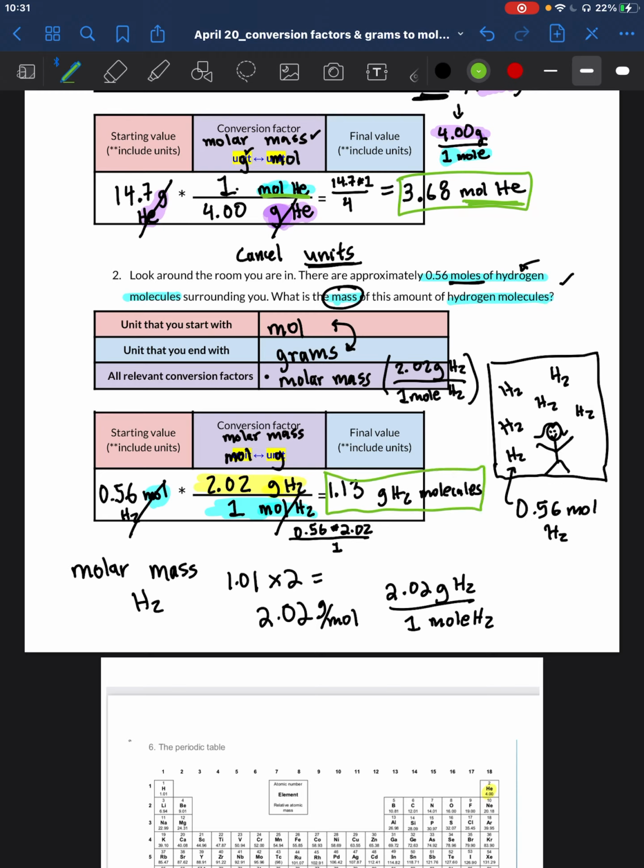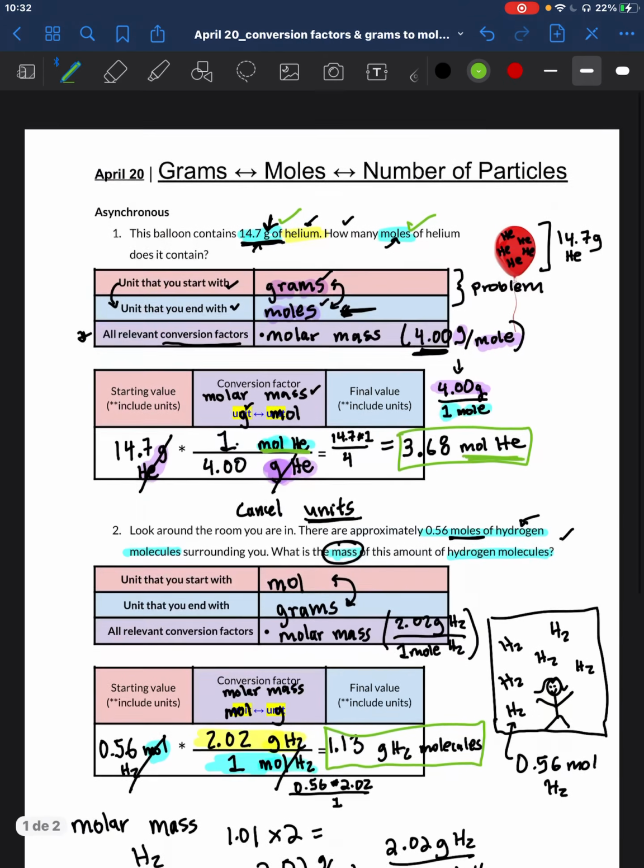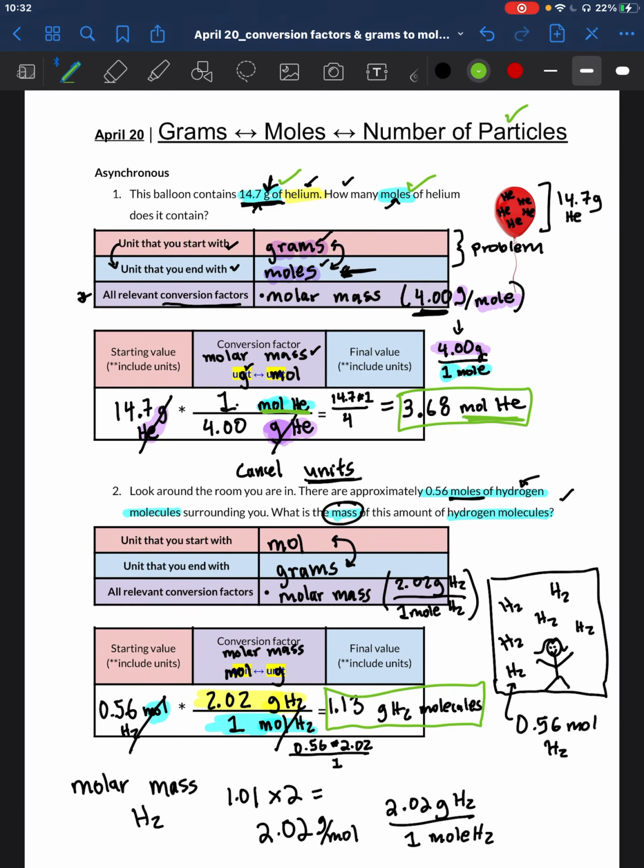All right, I hope that helps. Make sure that you keep going here. Make sure that you are feeling totally confident on grams to moles and even adding in particles. Notice that for none of these problems did we need to use Avogadro's number. You only need to use Avogadro's number when you're looking at the actual number of particles. Just to go from grams to moles is one conversion factor.